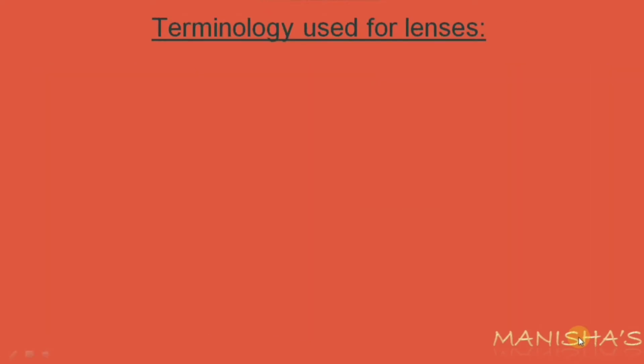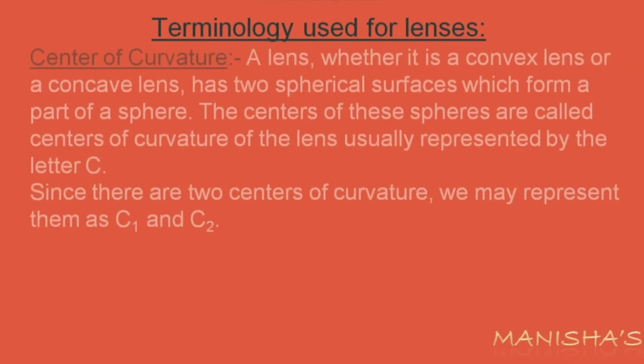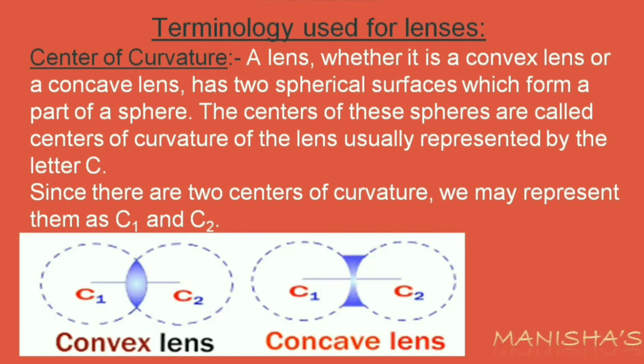Next are the terminologies used for the lens. The first terminology is the center of curvature. So a lens, whether it is a convex lens or a concave lens, has two spherical surfaces which form a part of a sphere, and the centers of these spheres are called the centers of curvature of the lens, usually represented by the letter C. And since there are two centers of curvature, we may represent them as C1 and C2. मतलब जो भी कॉन्वेक्स या कॉन्केव लेंस होते हैं वो टू स्फेरिकल सरफेस से मिलकर बने होते हैं, ये हम जानते हैं.